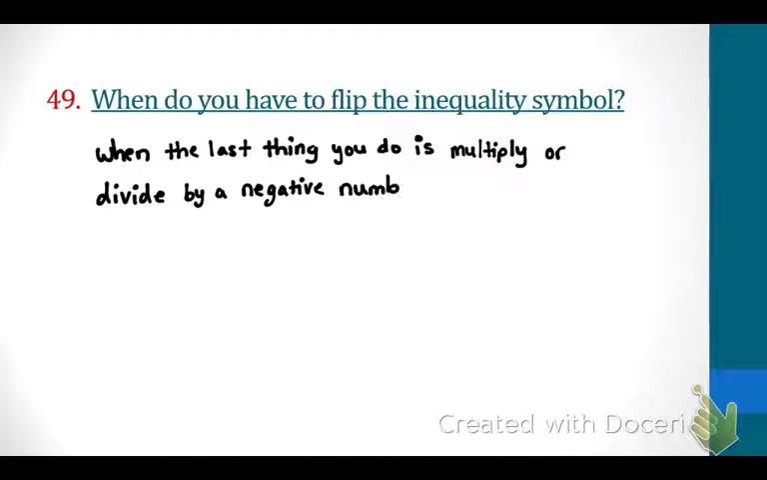On both sides, okay? So it's got to be something where the last thing you do is multiply or divide by a negative number on both sides. Okay, that is when you will need to flip the symbol.